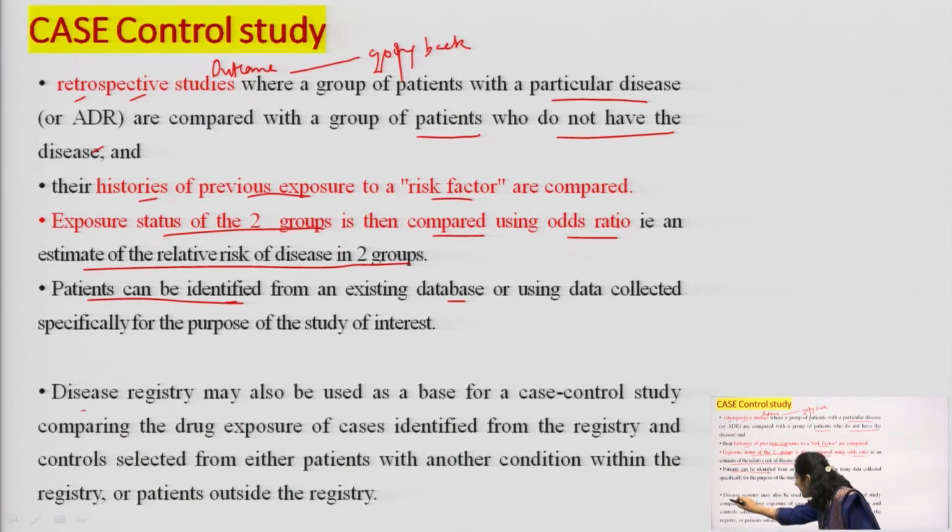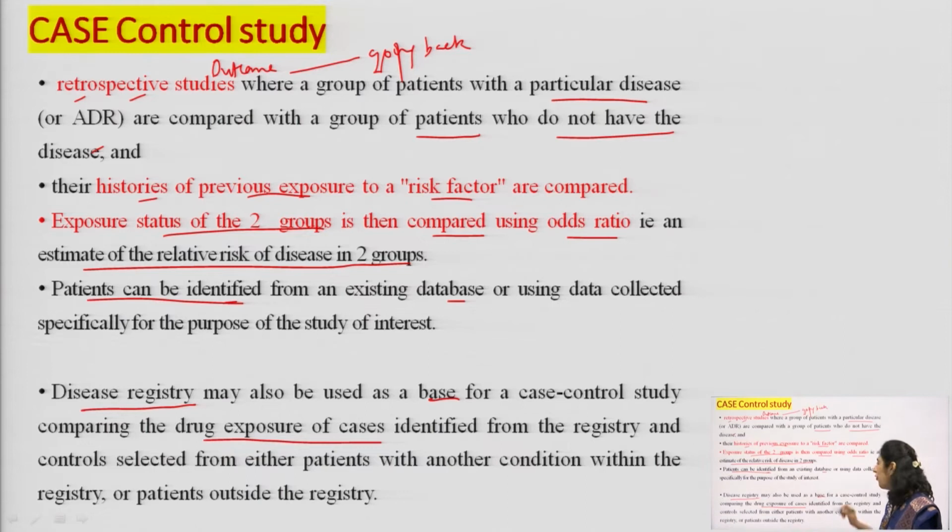We can also use a disease registry, which can be used as a base for the case control study. So this will help you to find out the drug exposure of cases identified from the registry, and we can also select controls from either patients with another condition, maybe that type of condition, within the registry, or we can choose patients outside the registry. So basically, in case control studies, cases are the people who got the disease, and controls are those who did not get the disease but have some other condition.